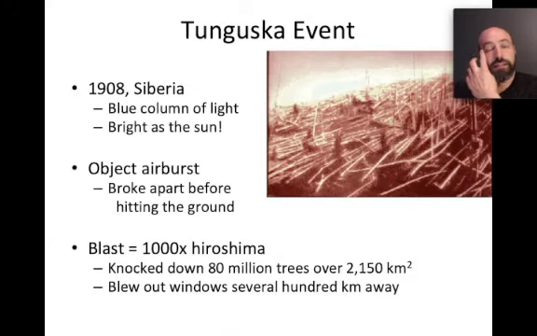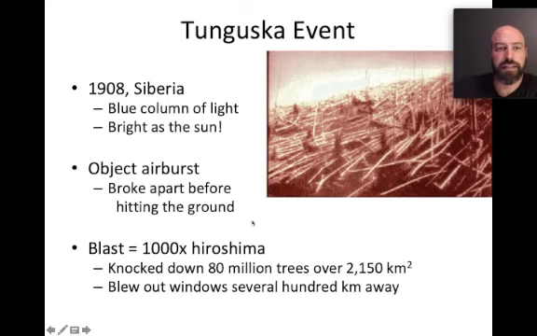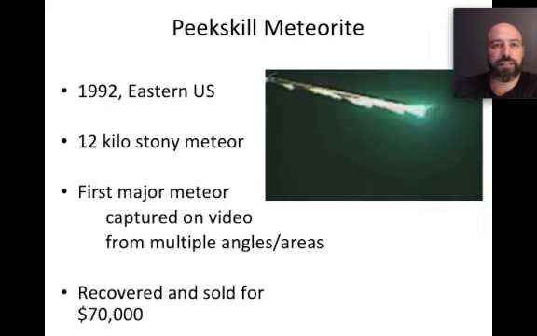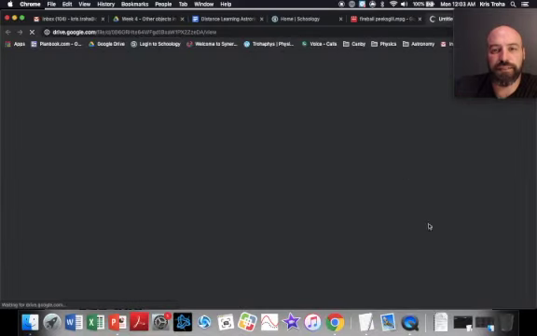The Tunguska event, which was in Siberia, the object broke apart before it hit the ground, and the blast was 1,000 times larger than what was at Hiroshima. So it blew out windows several hundred kilometers away. Peekskill meteorite. This was in 1992, so not that long ago. A 12 kilogram stony meteor, and we captured it on video from multiple angles. Let's watch that video here.